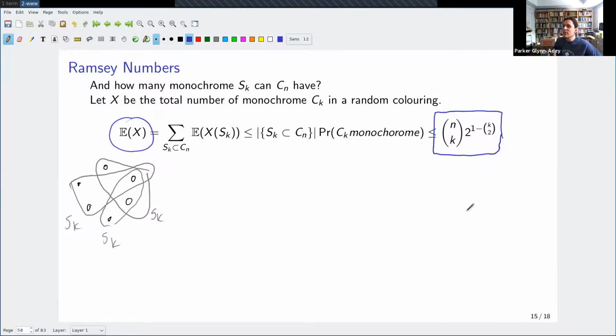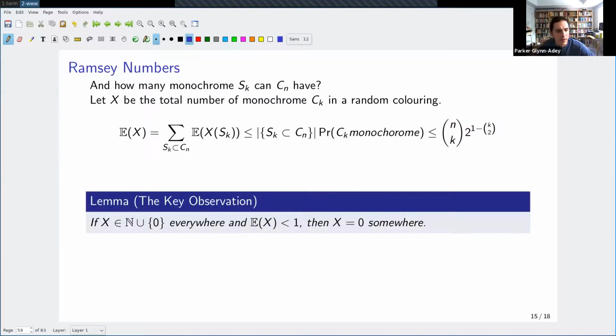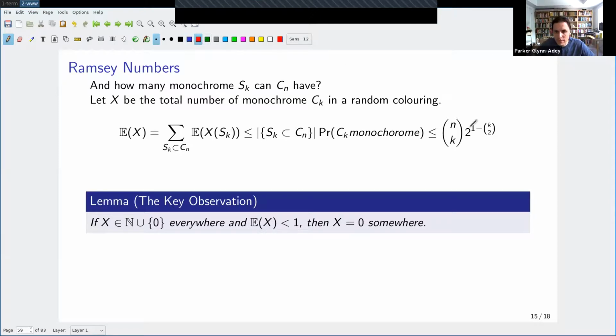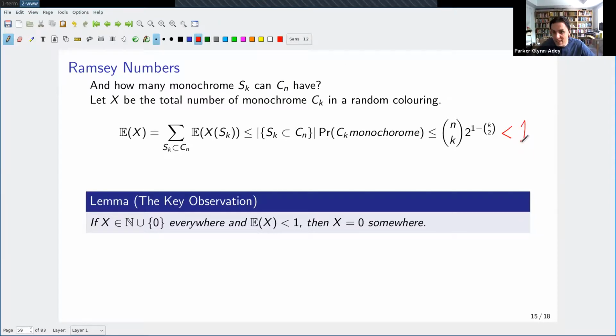And now this is something that we can plug numbers into. We can calculate how many of these triangles we expect to be monochromatic. Here's a key observation. If the expected value is less than 1, then it has to be 0 somewhere. So if we can make this number less than 1, then there's going to be some coloring with no subtriangles.